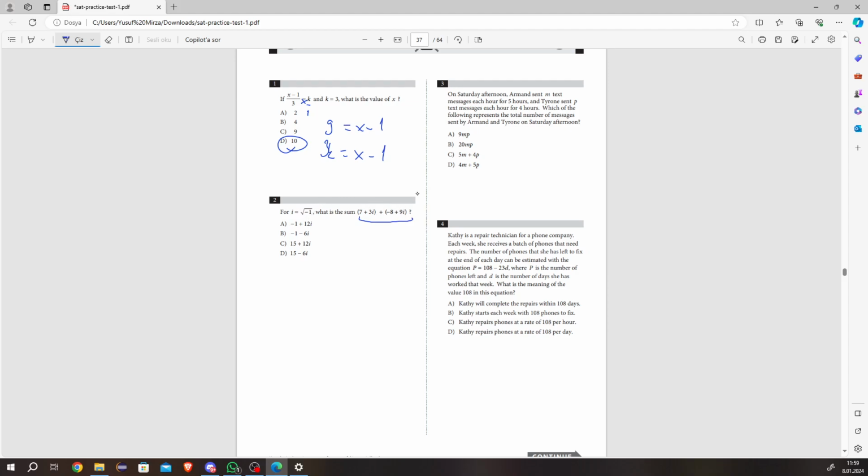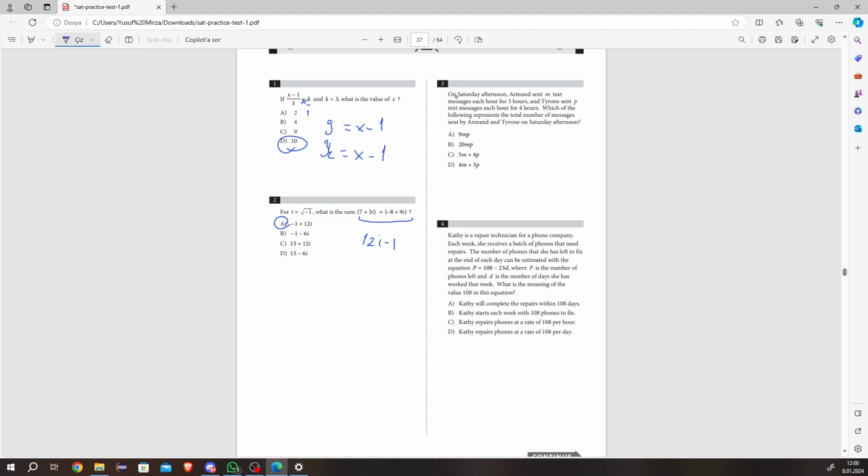Let's sum them. Okay, that's it. Interesting. On Saturday afternoon, I must send text messages each hour. Which one of the following represents the total number of messages sent?